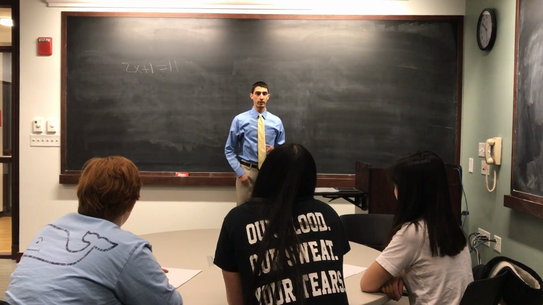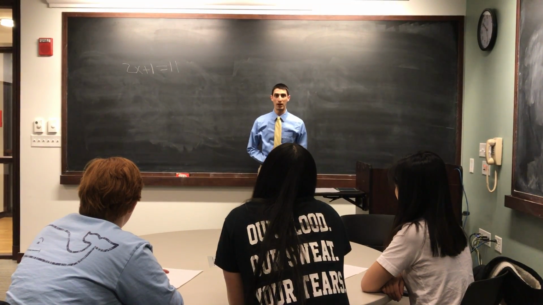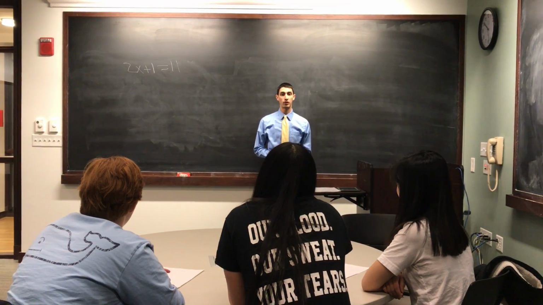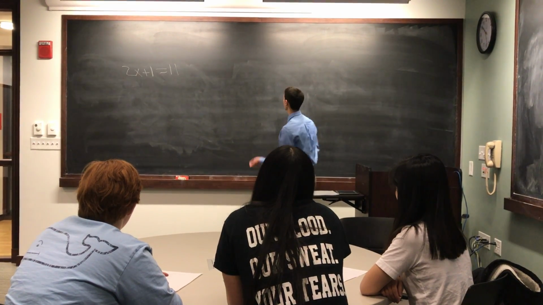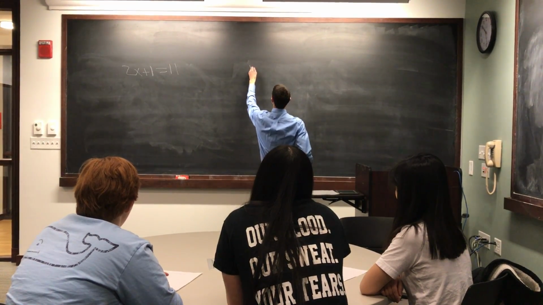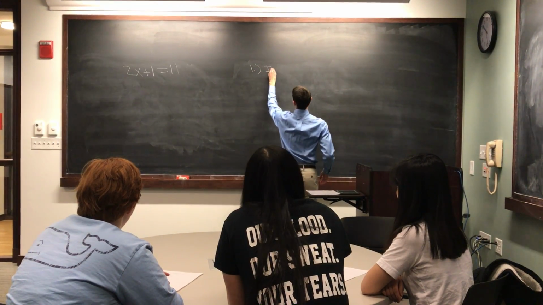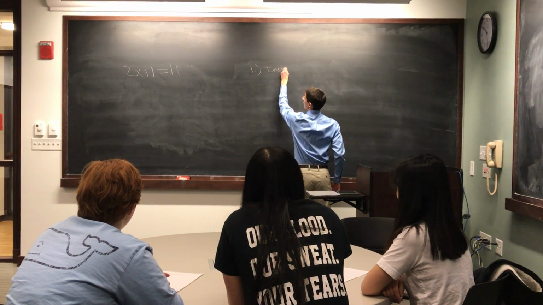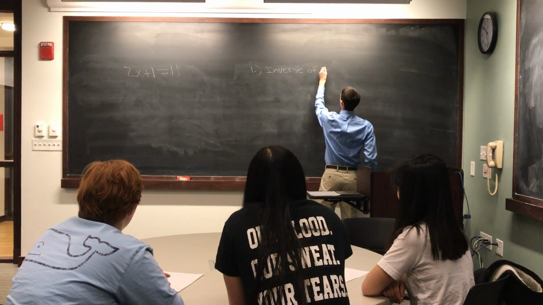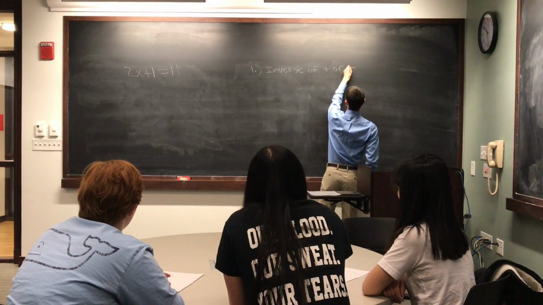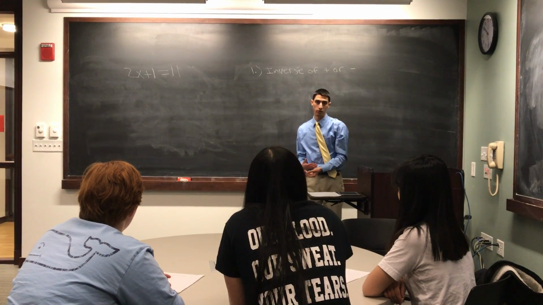So there are two important steps when solving these two-step equations, and the first one is to simplify using the inverse of addition or subtraction. And inverse just means opposite, so if we're adding, then we want to subtract to undo the operation.